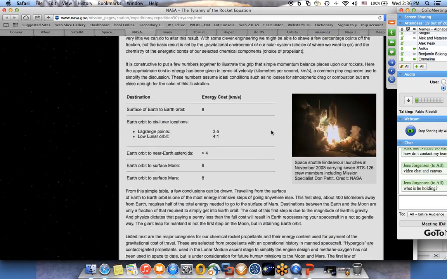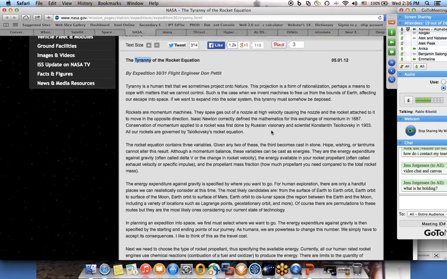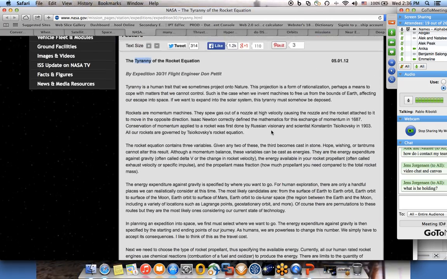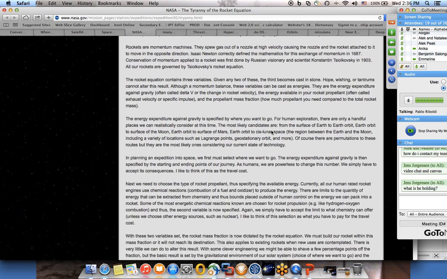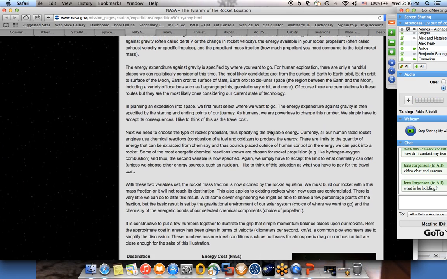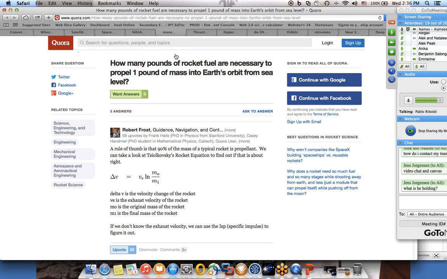But in this article, basically, Petit explains that there is an equation, and we are going to talk more about the equation. The equation is here in this other link, and I have it also in the lesson. And this is the equation.